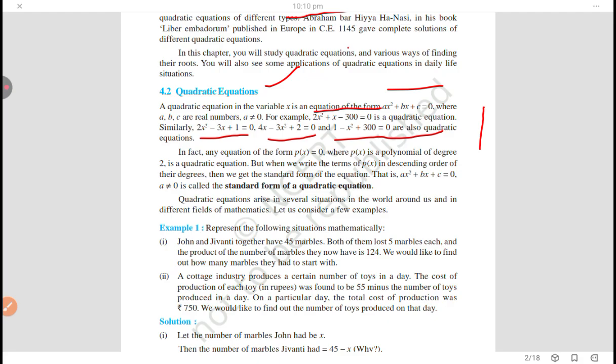Suppose an equation of the form p of x is equal to 0, where p of x is a quadratic polynomial of degree 2, is a quadratic equation. We write the terms of p of x in the descending order of the degrees, and then we get the standard form ax square plus bx plus c equal to 0. This is called the standard form of a quadratic equation. Quadratic equations arise in several situations in the world around us and in different fields of mathematics.